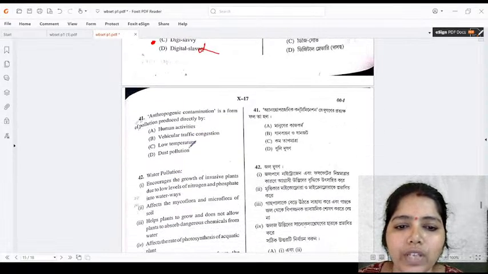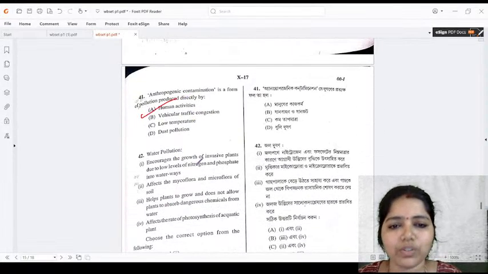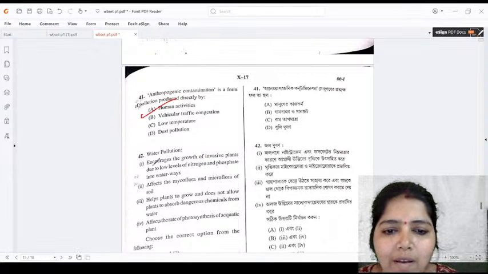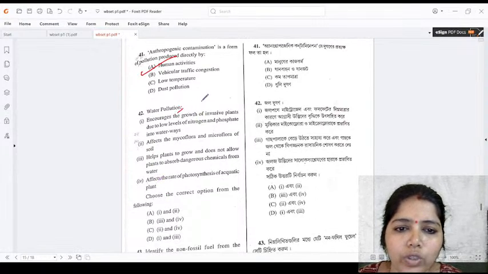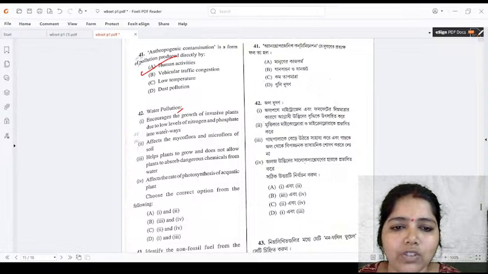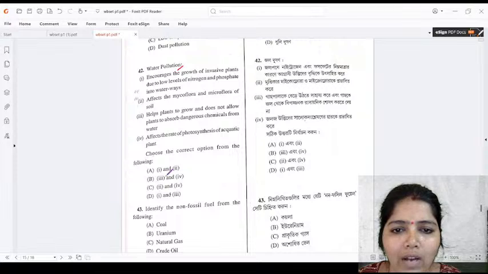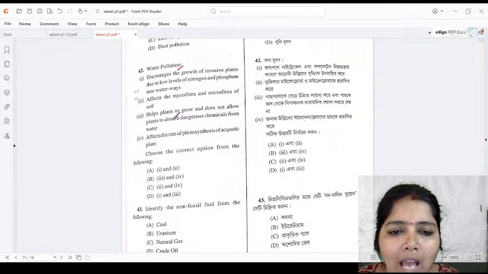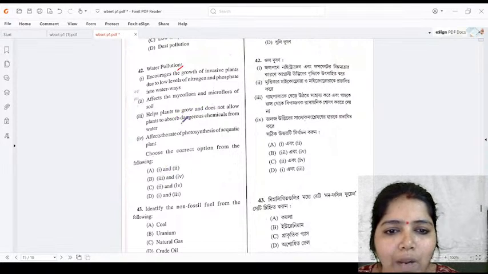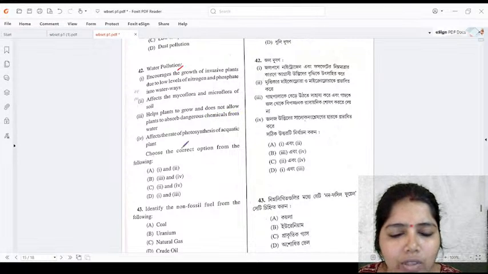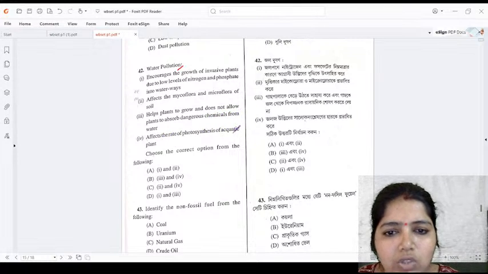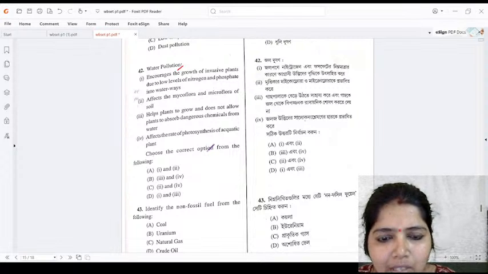The next, anthropogenic, is nothing but human activities, man-made activities, right? Water pollution encourages the growth of invasive plants due to low level of nitrogen, affects mycoflora and microflora of soil, helps plants to grow and does not allow plants to absorb dangerous chemicals from water, affects the rate of photosynthesis of aquatic animals, right?